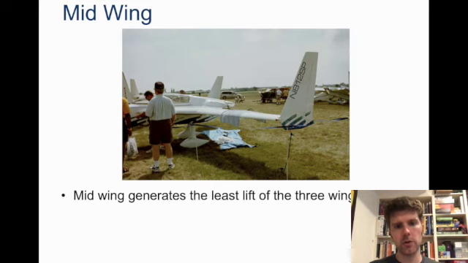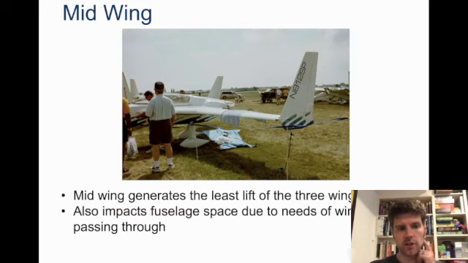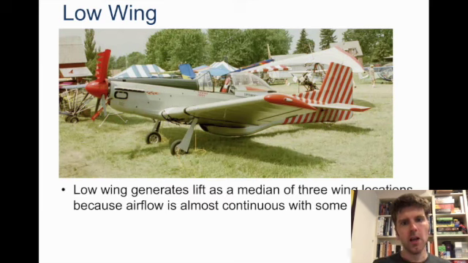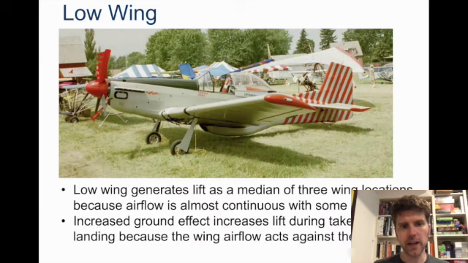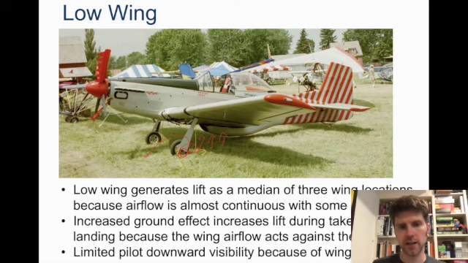Mid-wing, I don't know why you would use a mid-wing because it doesn't generate as much lift. It also impacts fuselage space because the spars for the wing run straight into the fuselage. I guess it's kind of sporty looking, and gives you some good maneuverability, but isn't that great. Low wings are kind of right in the middle. What they do get you is a lot of what's called ground effect. You basically get air reflected off the ground, which increases your lift when you're right close to the ground. So you can get shorter takeoffs and landings.